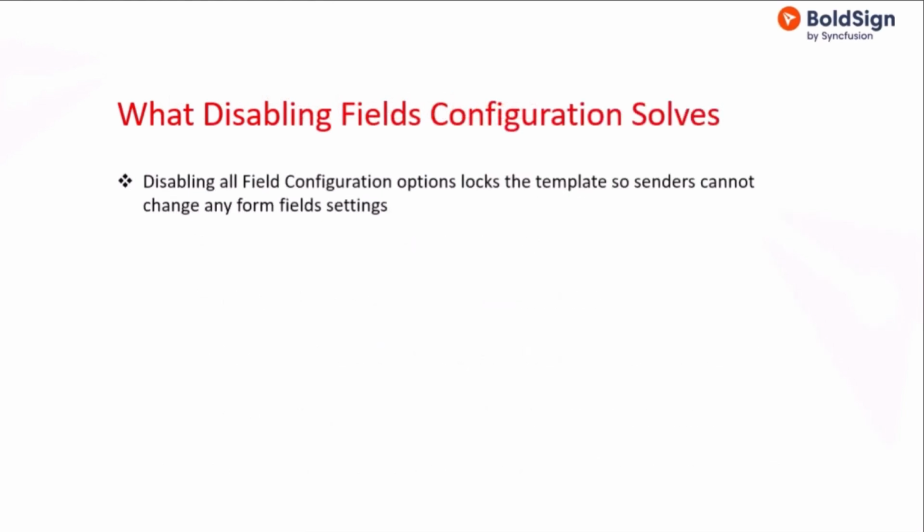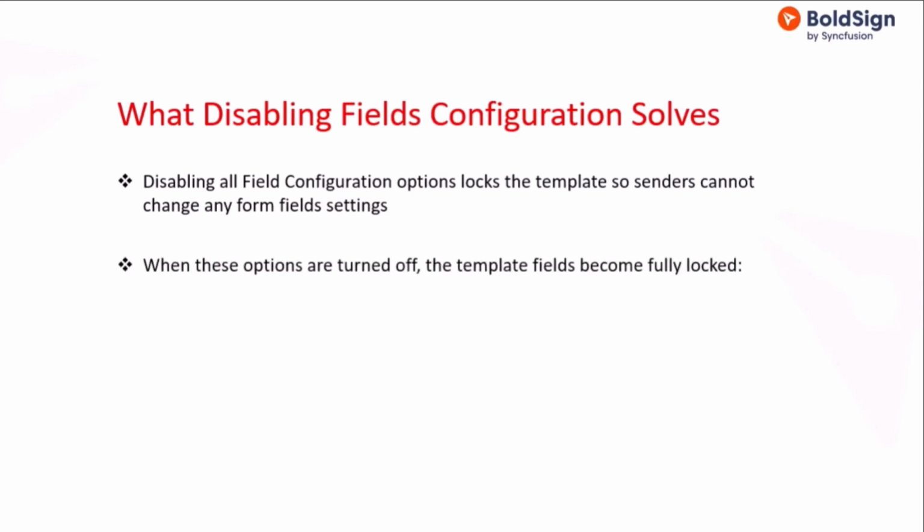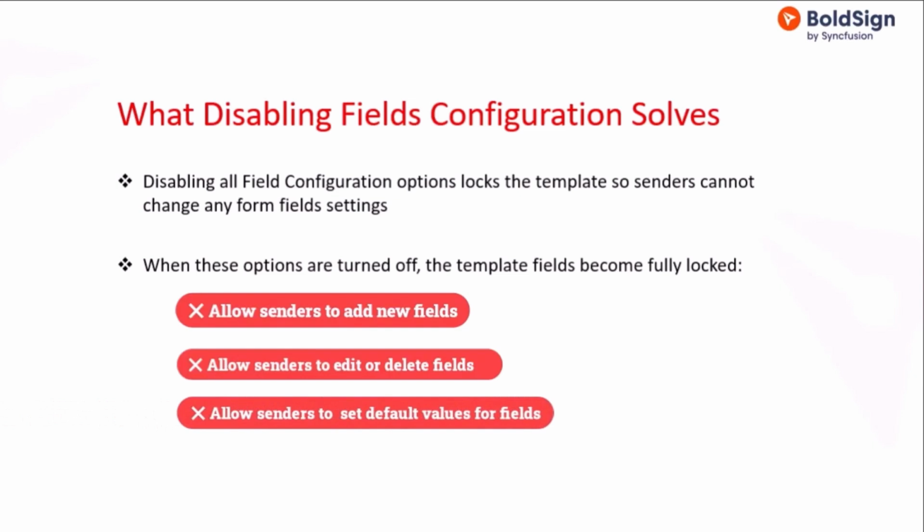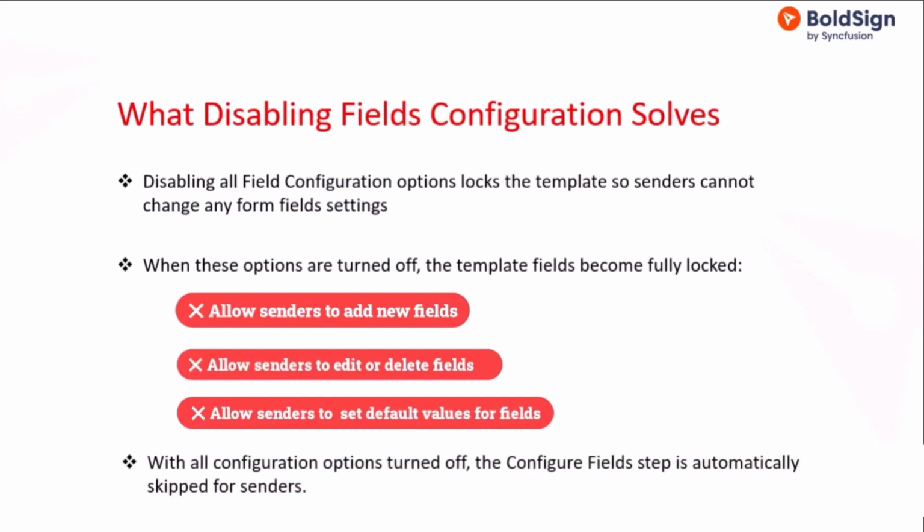Disabling all field configuration options locks the template, so senders cannot add, edit, or delete any fields. When the options to allow senders to add new fields, edit or delete fields, and set default values for fields are turned off, the form fields in the template become fully locked. The template can only be used exactly as designed, and the configure fields step is skipped entirely.